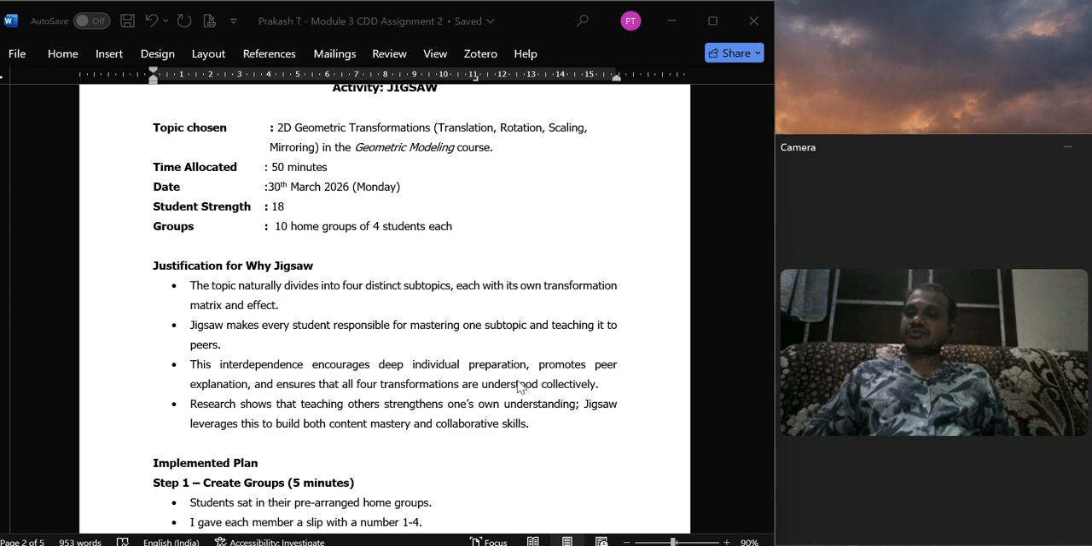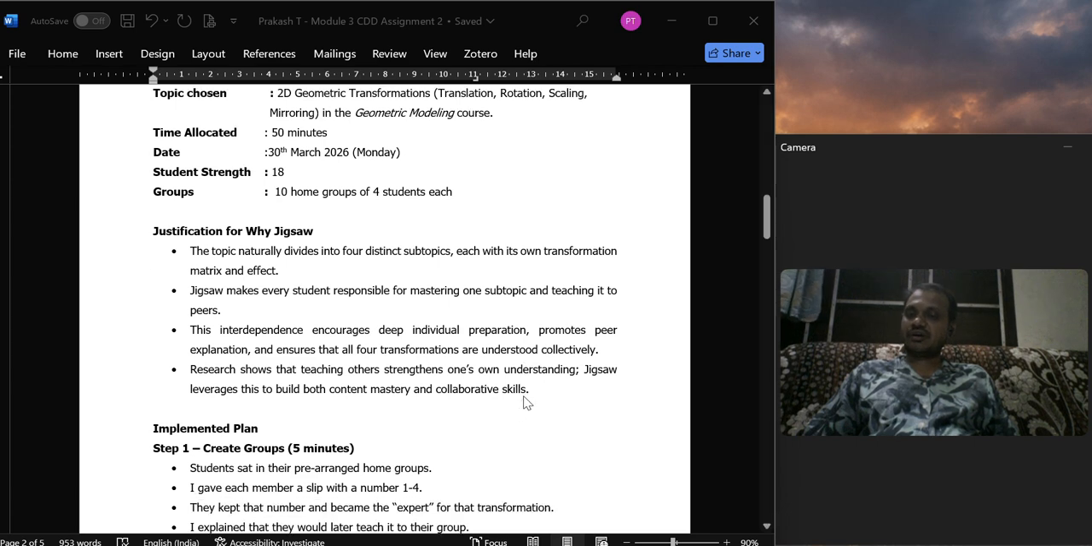Normally it is used to learn one particular topic, and here it is used to learn more than one topic from the peers. The interdependence encourages deep individual preparation, promotes peer explanation, and ensures that all four transformations are understood collectively. Research shows that teaching others strengthens one's own understanding. Jigsaw leverages this to build both content mastery and collaboration. That's why I chose jigsaw. My objective is very clear: the students should learn four geometrical transformations by this method.